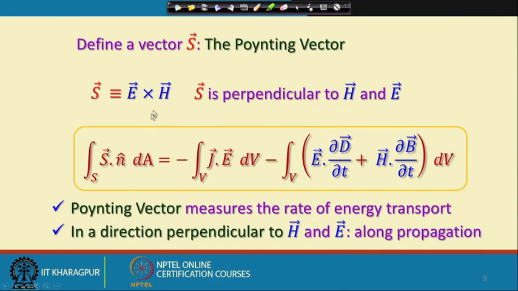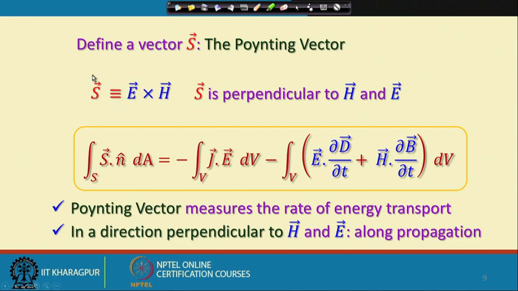Now, we will define the Poynting vector. The Poynting vector is defined as the cross product of the E field and the magnetic field. So, S is equal to E cross H. You can see from this definition that S is perpendicular to E, and also S is perpendicular to H.